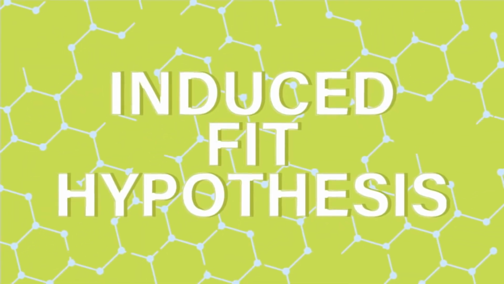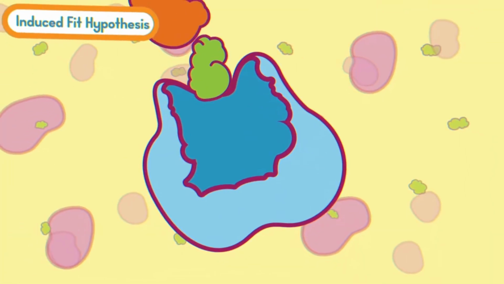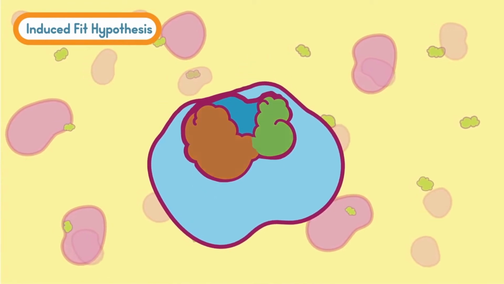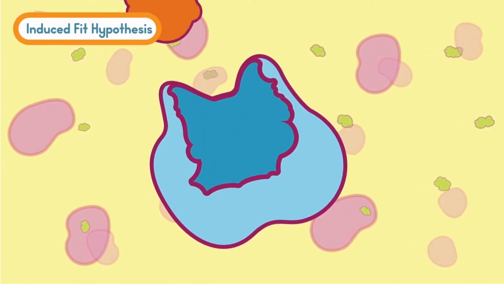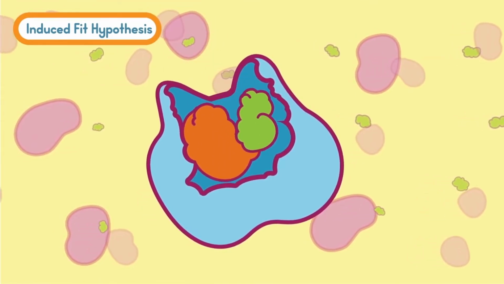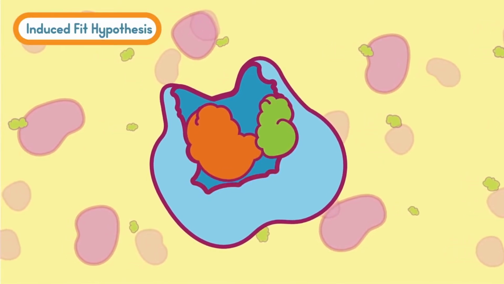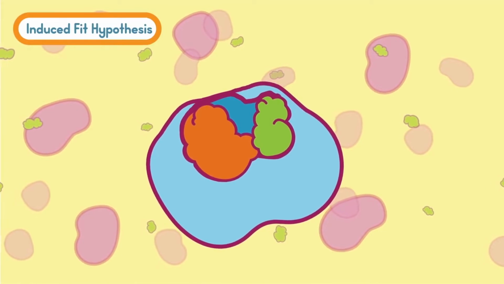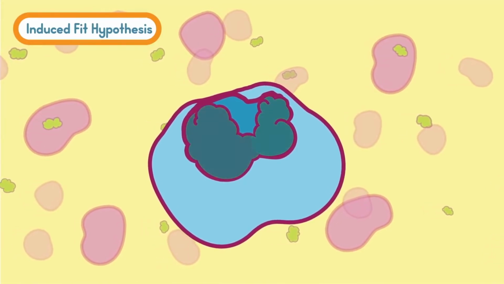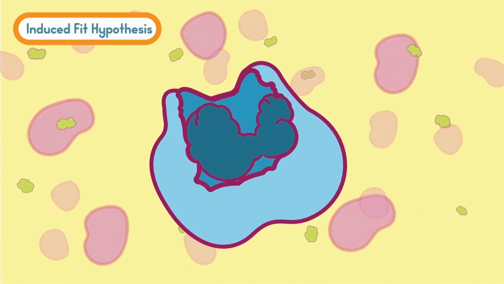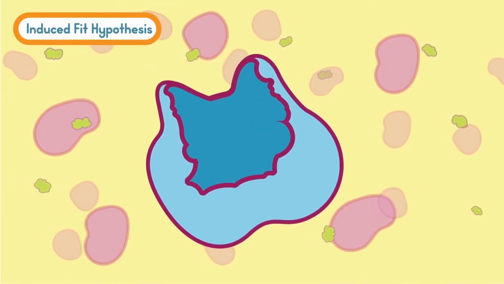Induced fit hypothesis. In this model, the enzyme, upon binding of substrate, changes shape. The matching between an enzyme's active site and the substrate isn't just like two puzzle pieces fitting together. Rather, the enzyme changes shape and binds to its substrate even more tightly. This fine-tuning of the enzyme to fit the substrate is called induced fit.